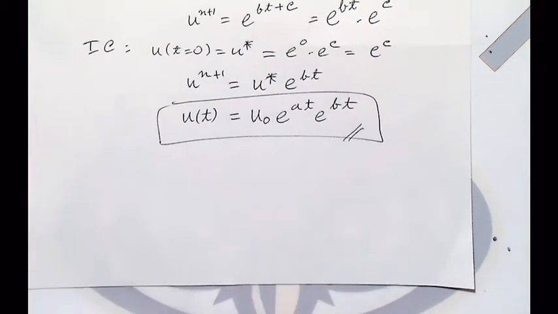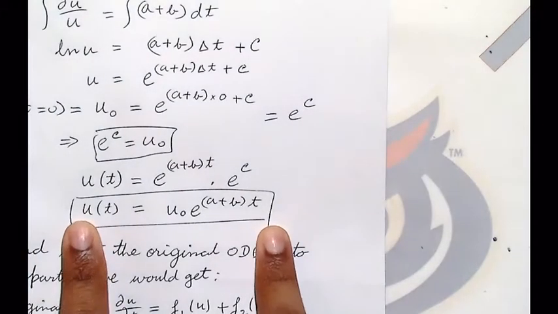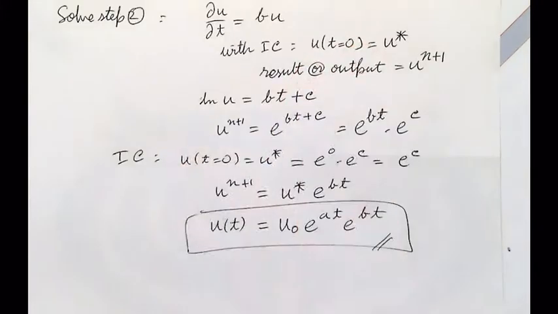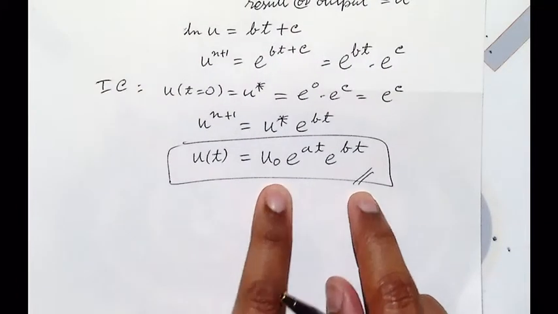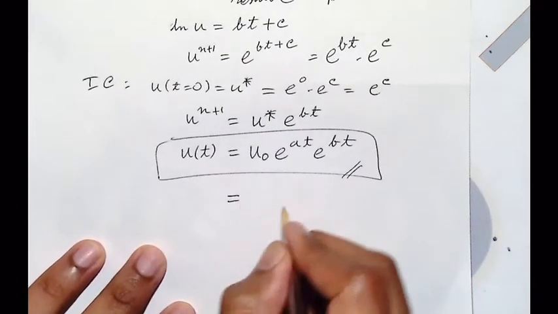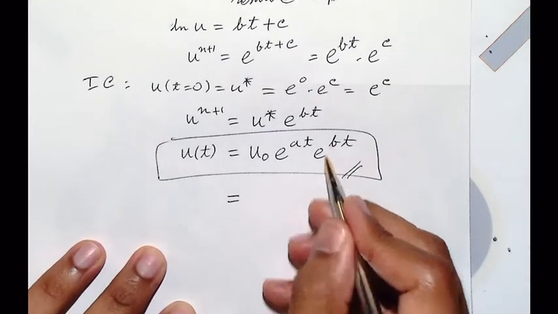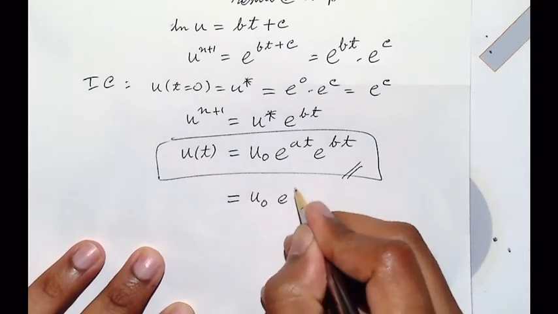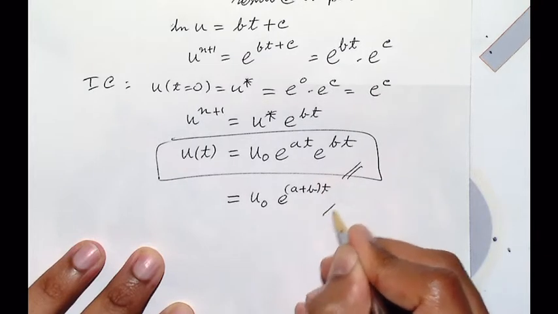This is our solution. Does this match the exact solution? Actually, yes, because it's A plus B. This was the exact solution, right? And now our split solution has given us, because we're dealing with scalar values, so A and B are simple numbers, not matrices, this is exactly equal to e to the A plus B times C.